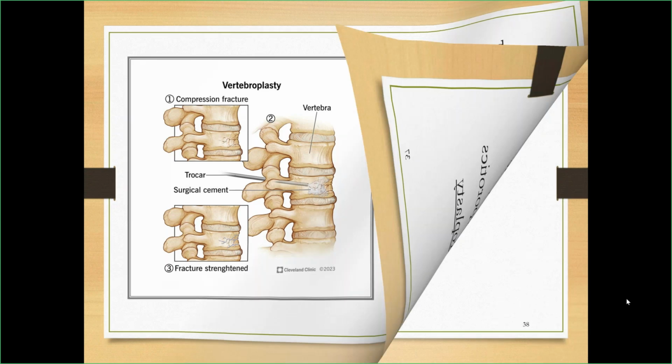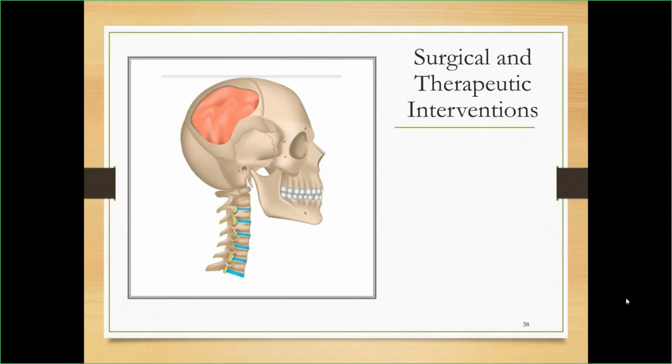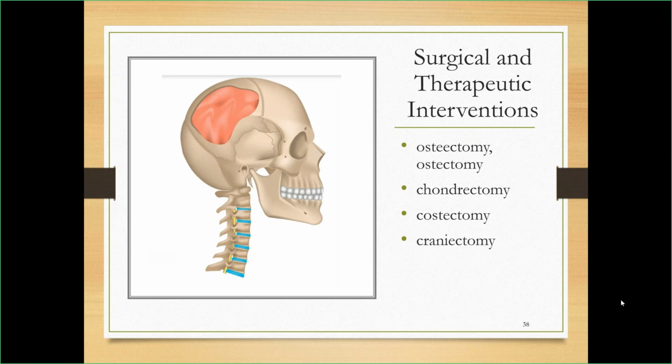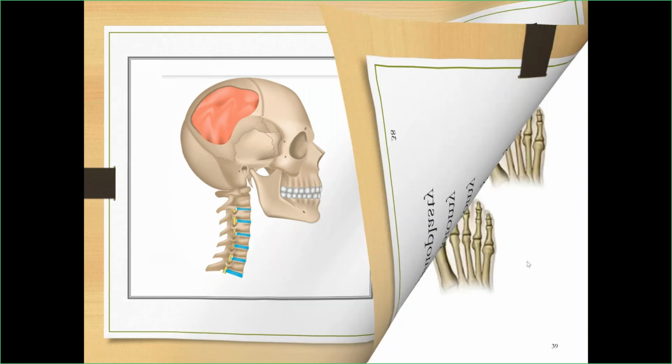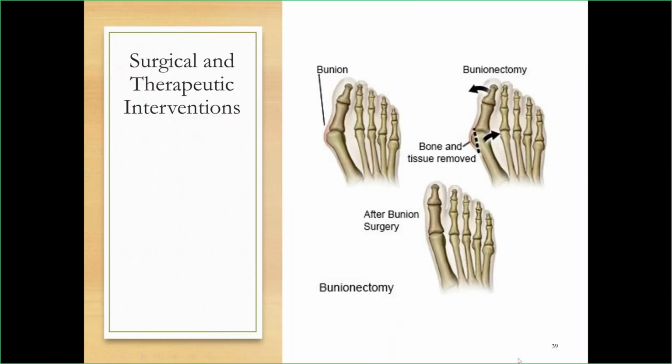Please identify the word parts and meaning of osteectomy, chondrectomy, costectomy, and craniectomy. A craniotomy is incision through the skull to access the brain, and cranioplasty is plastic surgery to repair the skull. Plasty means surgical repair. Tendoplasty is repair of tendons. Myoplasty is repair of muscles, and tenomyoplasty is repair of both.